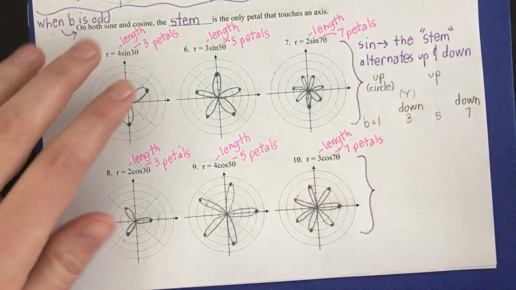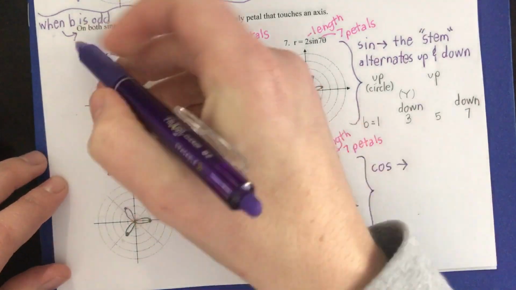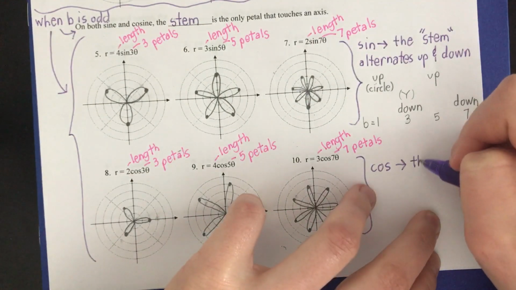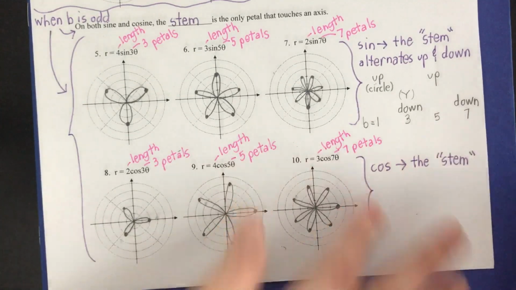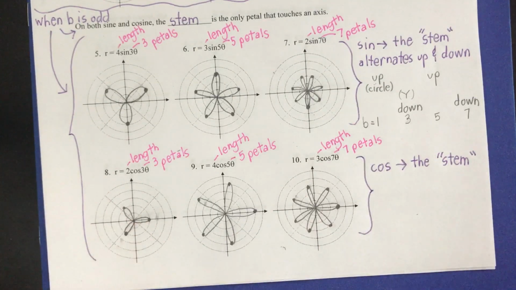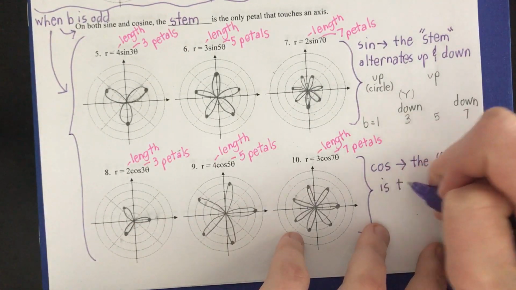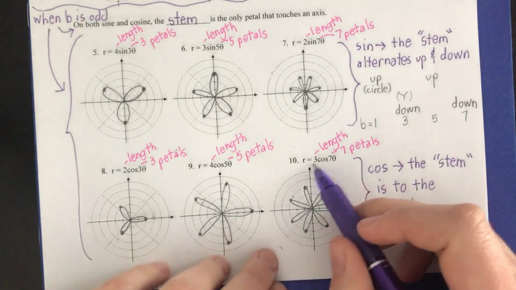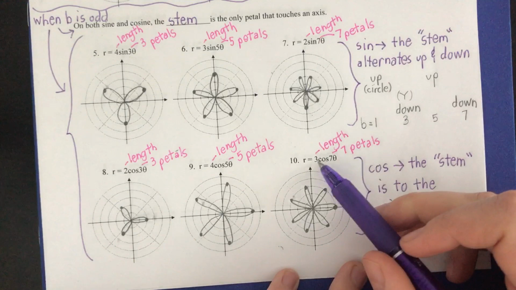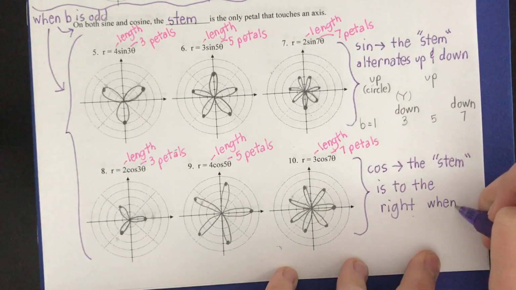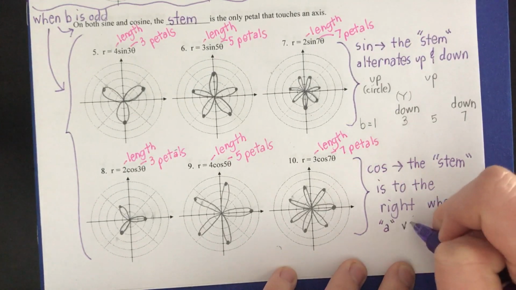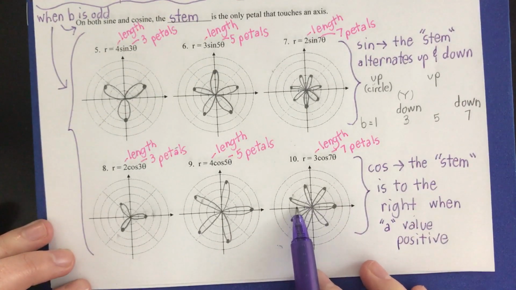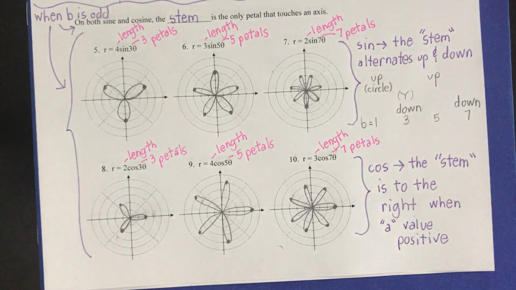So last few things I'm going to summarize here. For cosine, and again, remember, this is all for when b is odd, the stem, so the only petal on one of the axes, is to the right. And that's because all of these a values are positive. If a were negative, I bet you could imagine that that stem would be on the left. All right, I think that about summarizes it for today.